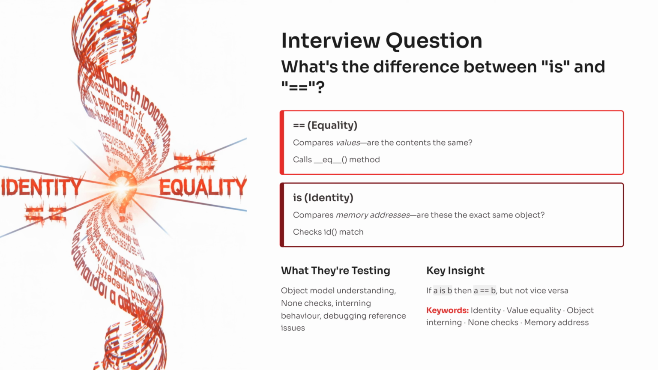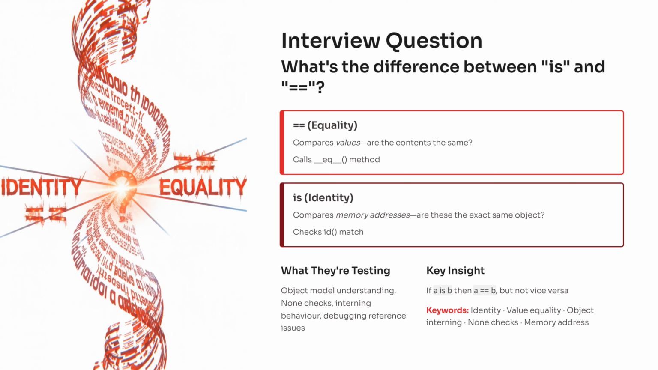Here's a classic Python interview question that sounds simple, but it separates people who really understand how Python works under the hood. The question is, what's the difference between the word is and the double equals operator? At first, they both seem to check whether two things are the same, right? But in reality, they're checking two very different kinds of sameness.